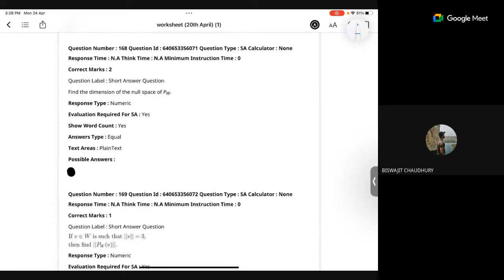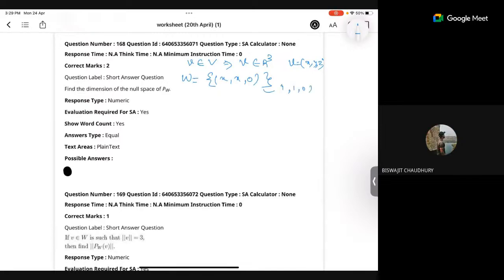Shall we move to the solution part here? So let's take a vector B from R3, that is B is equal to X, Y, Z. To project something, you need to find the basis of whichever plane you are projecting on. We are projecting on W, so W is basically X comma X comma zero. What will be a basis for W? 1, 1, 0 is a basis for W.